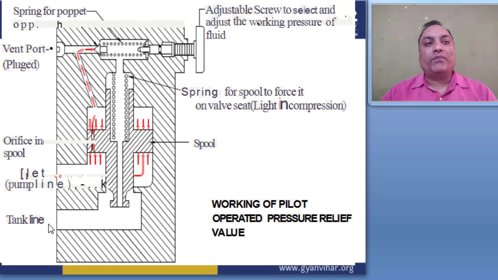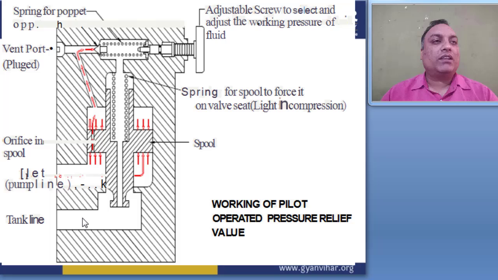Here two springs are given because it handles two levels of pressure. So first we apply this pressure on this line. First this compresses this spring, and if this spring is fully compressed, then the fluid goes to this line and passes to the outlet. This is the tank line, right? This is the tank line of this valve.